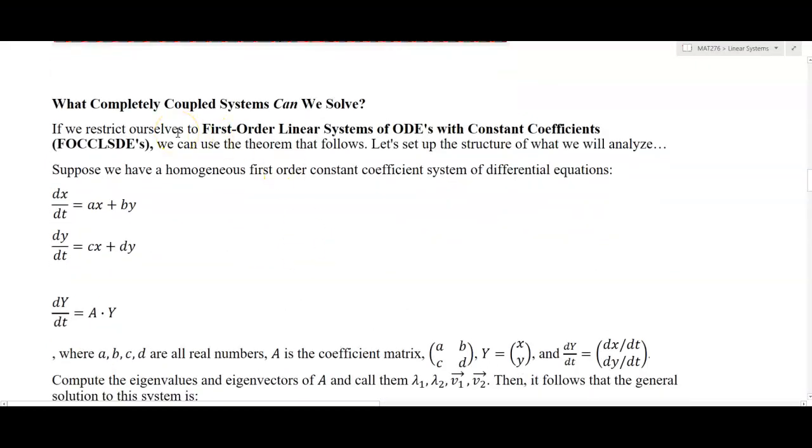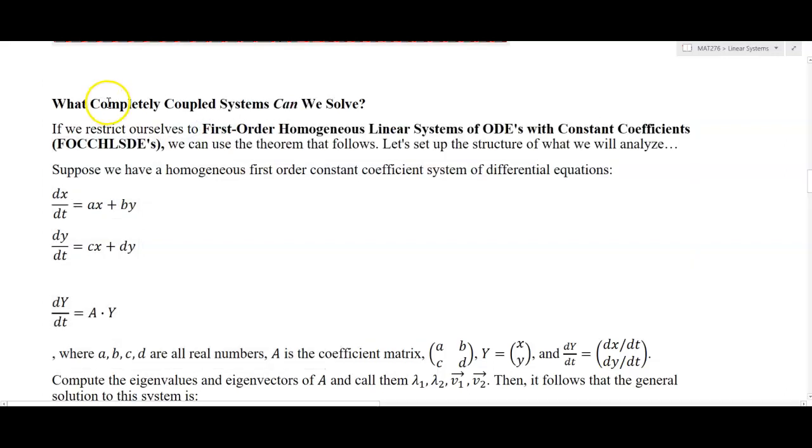The question that we have at this point is, what completely coupled systems can we solve? So we're going to restrict ourselves to first-order linear systems of ODEs with constant coefficients. For short, I know this is not short, we call them first-order, constant coefficient, linear systems of differential equations, and we probably should also state that these are homogeneous. And the reason they're homogeneous, so I've just added an H in there, first-order, constant coefficient, homogeneous, linear systems of differential equations, is because they have no plus f of t and g of t. There's no function of time.